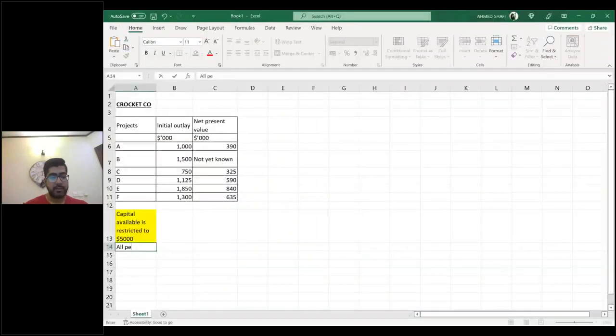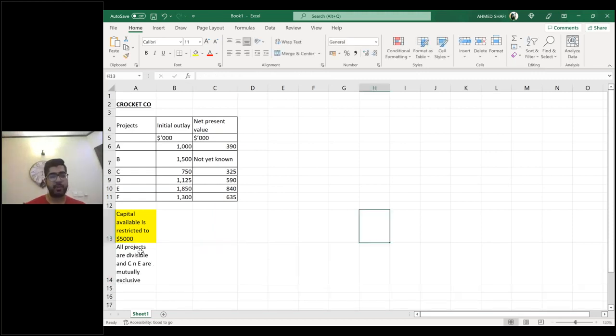All projects are divisible and C and E are mutually exclusive. Okay, all projects are divisible and C and E are mutually exclusive. Okay, this is what the information was.